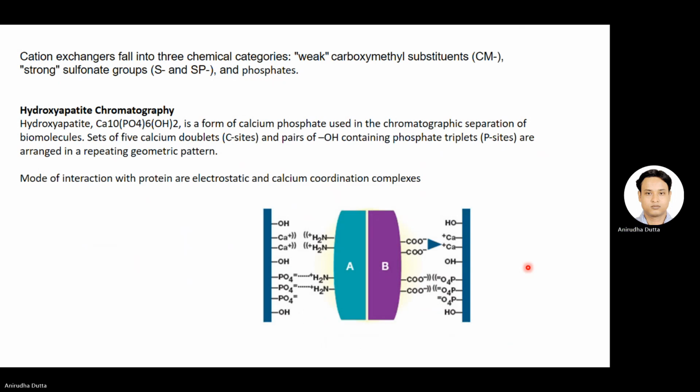Yeah, so there is another different kind of matrix that is called hydroxyapatite chromatography. Hydroxyapatite is an inorganic salt that is a complex of calcium and phosphate. So we can use that for separation of different biomolecules like proteins as well as DNA also.